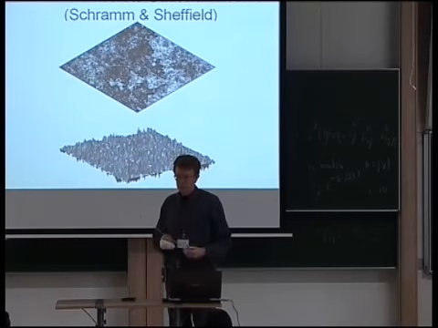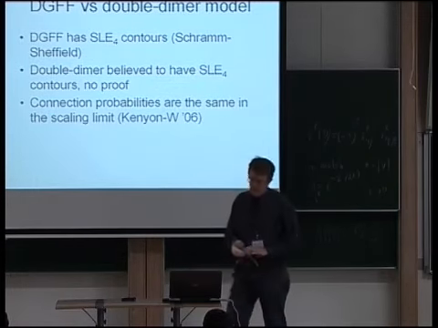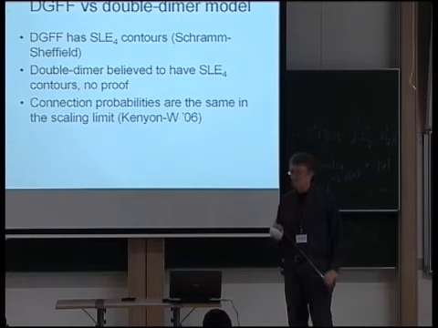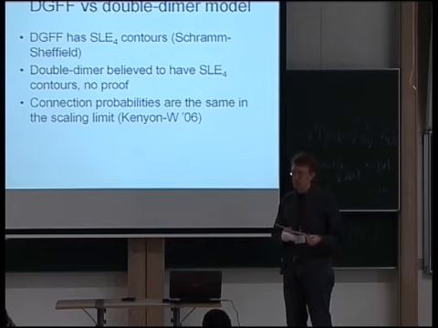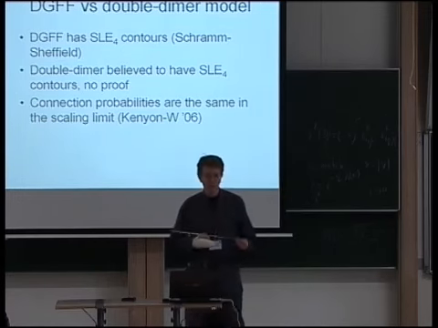And the double dimer model paths are thought to converge to SLE4, but there's no proof. However, we can show that if you alternate the boundary multiple times in the discrete Gaussian free field and look at the connection probabilities, these are exactly the same connection probabilities as for the double dimer model with suitable boundary.